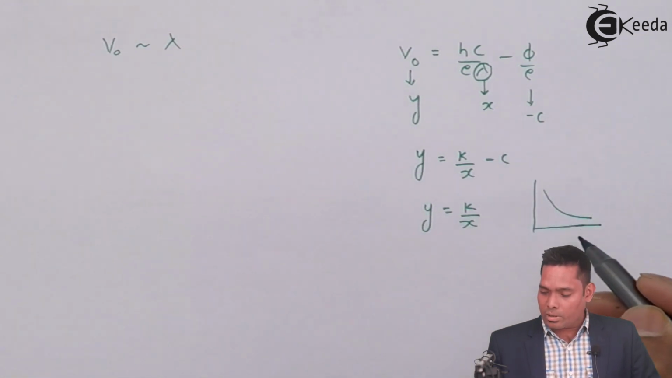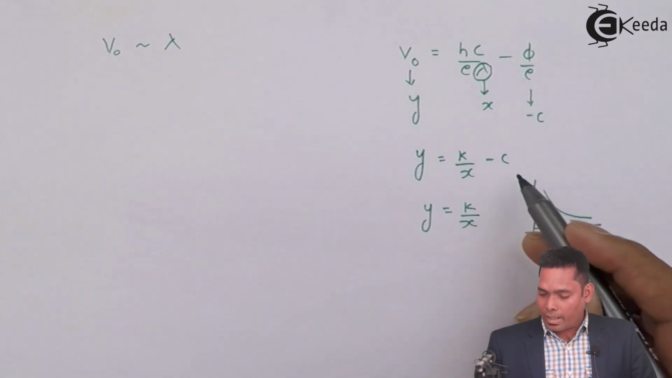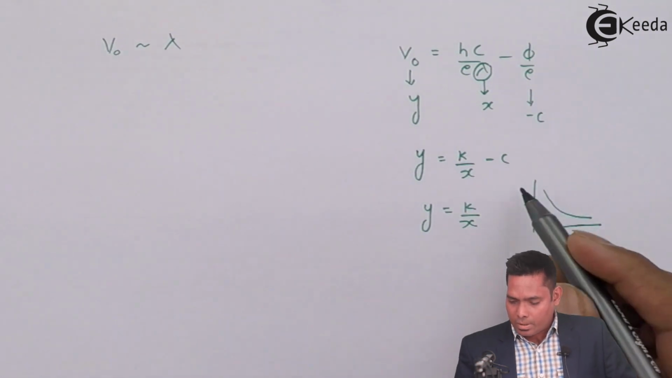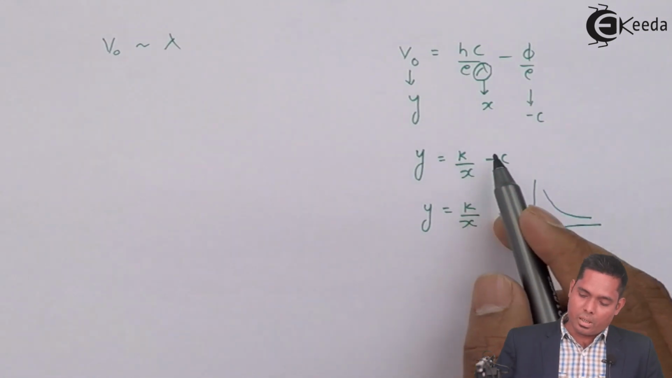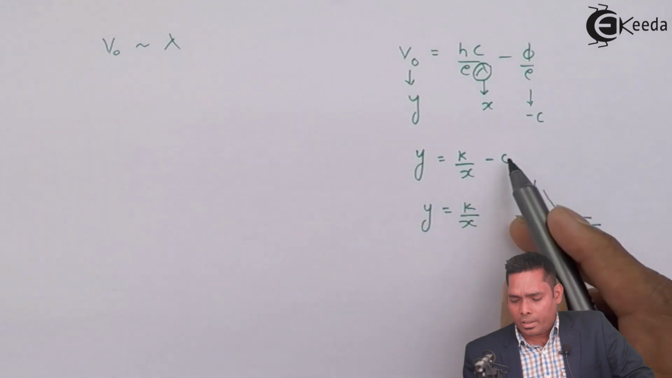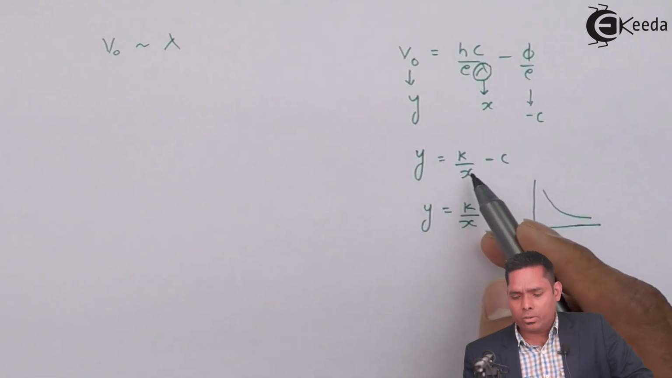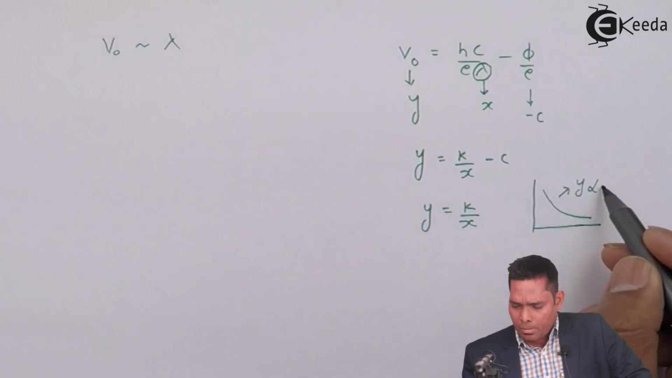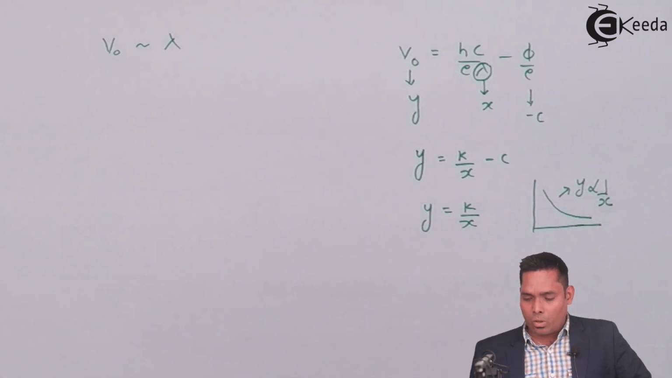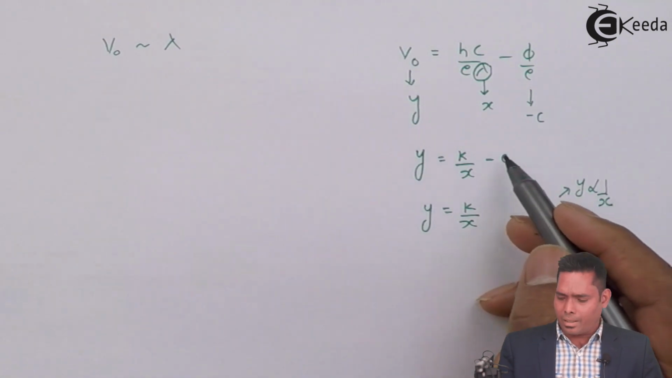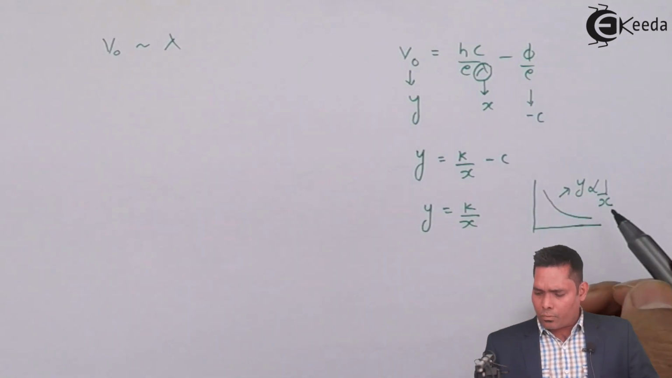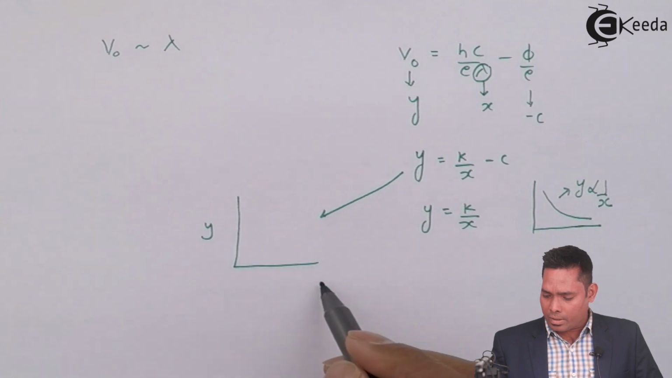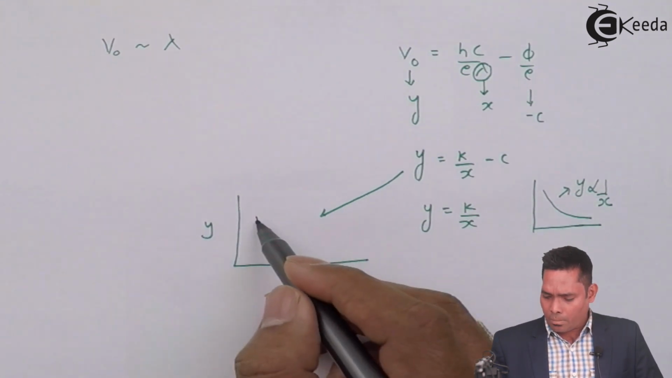If the constant is there, the curve will touch the axis. If it is not there, it will never touch the axis. It touches because V naught can be 0 when k by x matches the constant, so a certain value of x will make V naught equal to 0. Y inversely proportional to x never touches the axis, but when a constant is added or subtracted, it does. So the graph of y versus x will be something like that.